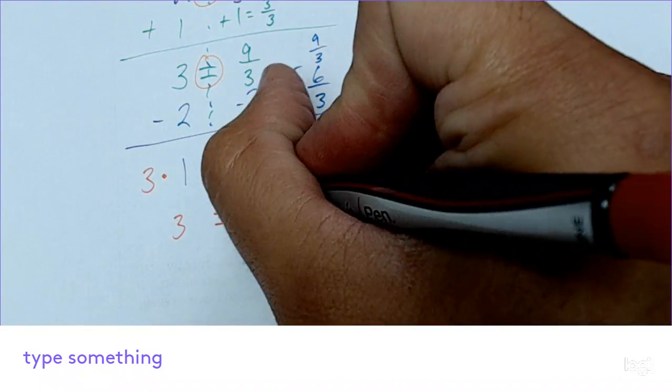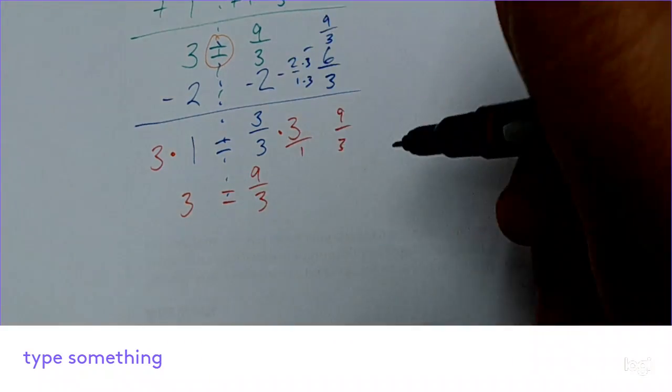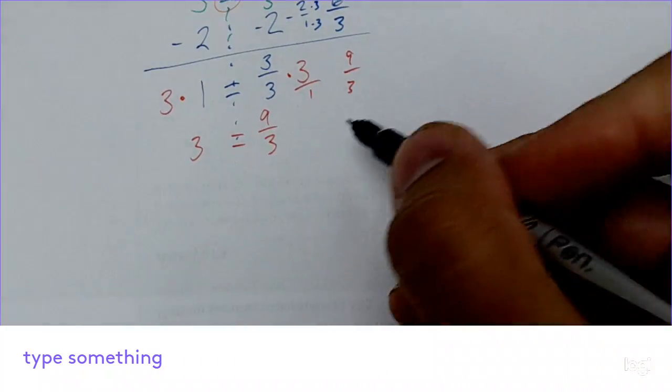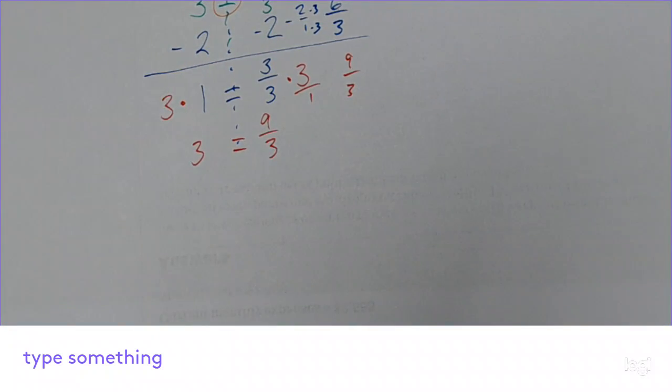So 3 equals 9 over 3, which is still true. I've still got some mathematical truth here. So 9 over 3 equals 3. That's great. Now let's do the last one, which is the division axiom.